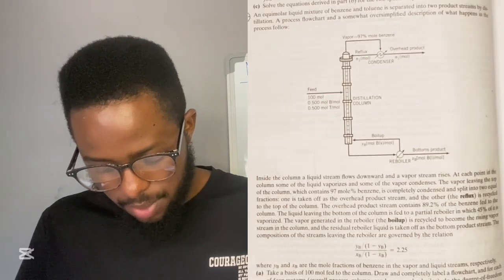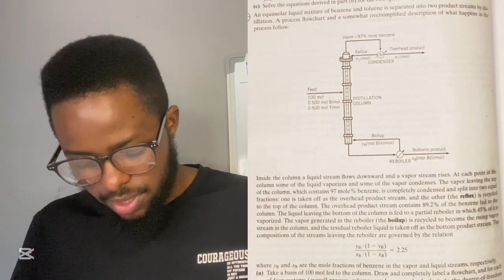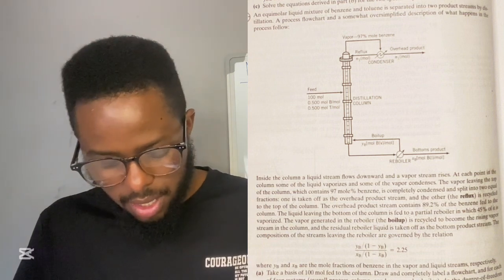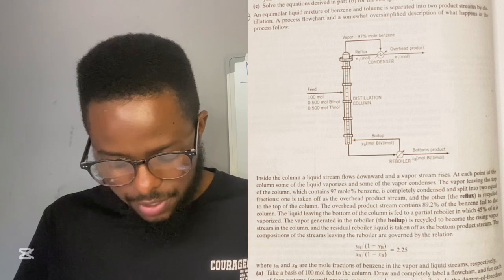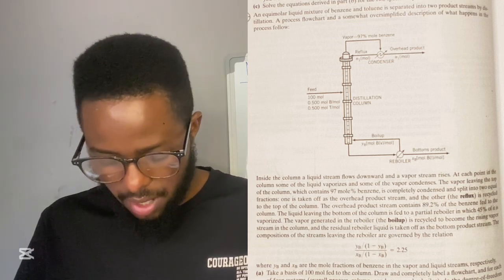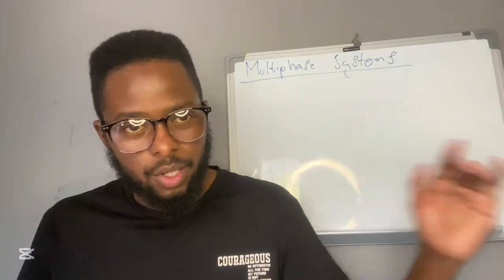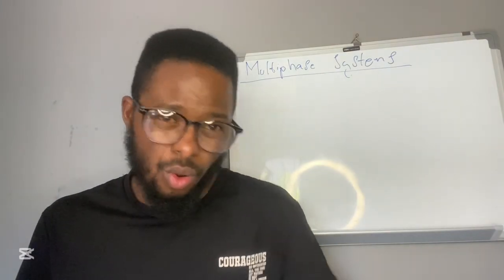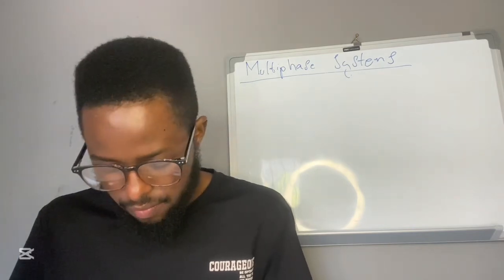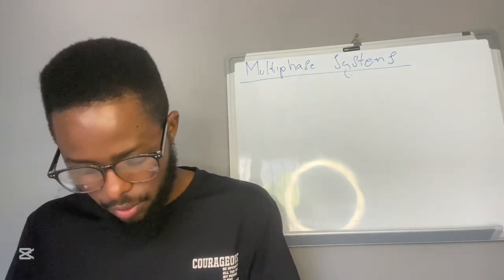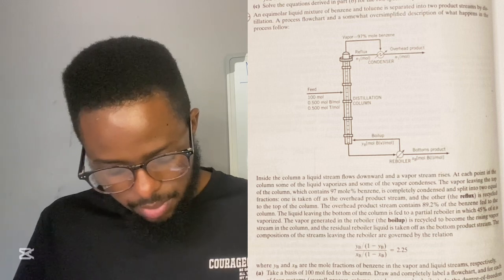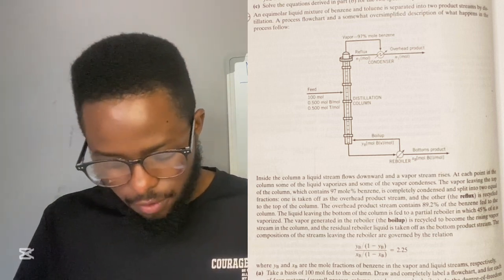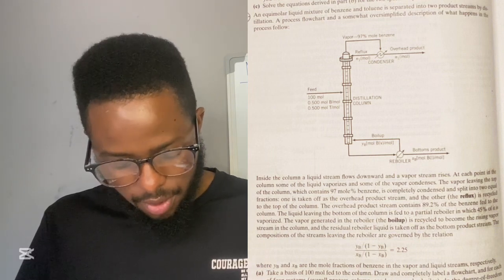And then the overhead product stream contains 89.2% of benzene fed to the column. The liquid leaving the bottom of the column is fed to a partial reboiler, right? I can see the vapor goes up. Now we're into the liquid stream. The liquid stream goes into the reboiler, right? Okay, where was I? The liquid stream leaving the bottom of the column is fed to a partial reboiler in which 45% of it is vaporized.